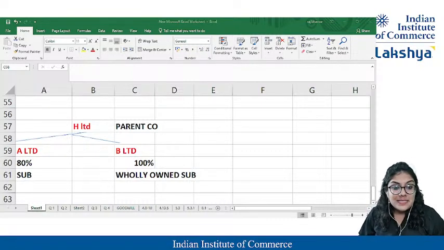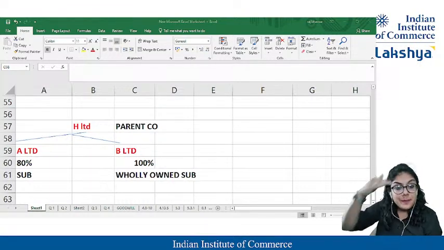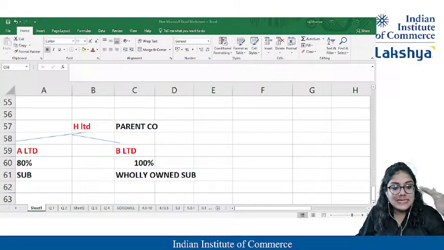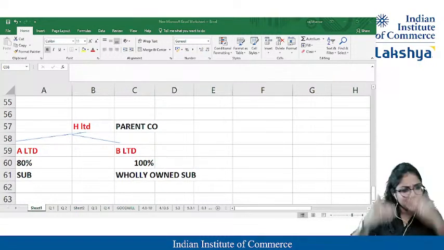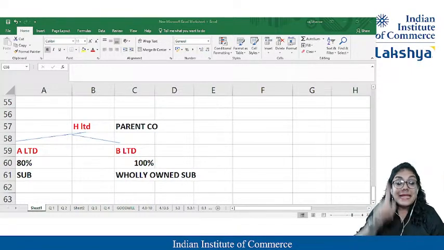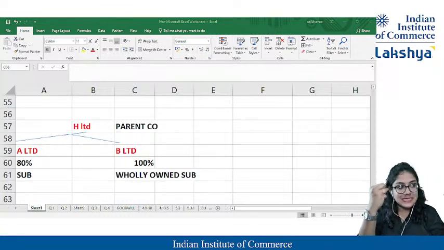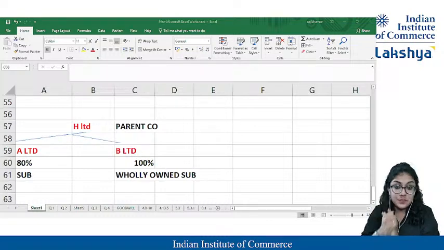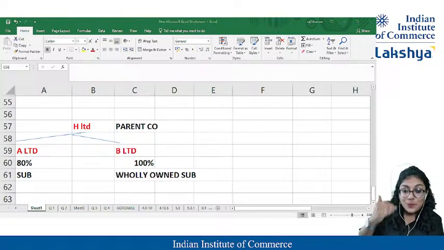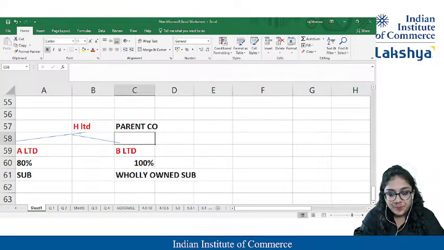Then what is consolidation? Everybody is going to prepare their own standalone financial statements, SFS. Then who is going to prepare CFS? It is always the parent company who has to combine its financials and attach the subsidiaries' financial statements also. So H Limited has to combine A Limited's financials also, B Limited's financials also.